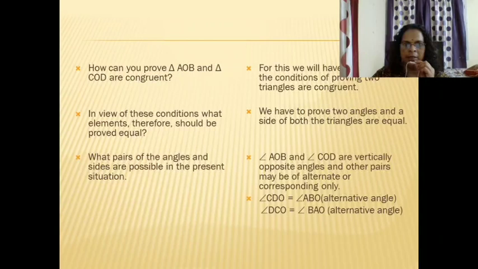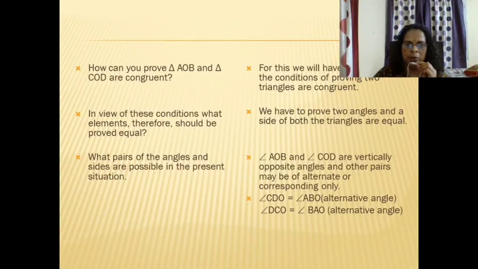So here, if you take triangle AOB and triangle COD, angle AOB is equal to angle COD because they are vertically opposite angles. Angle CDO is equal to angle ABO because they are alternate angles.